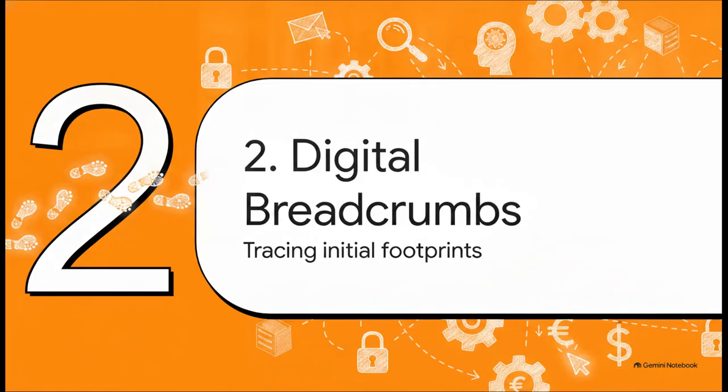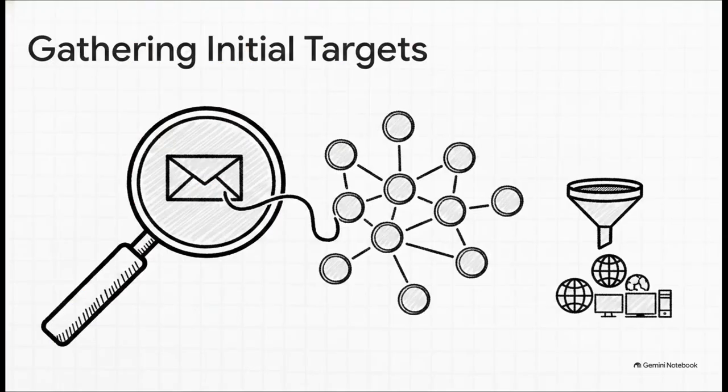Moving on to Section 2, tracing digital breadcrumbs. Every investigation has to start somewhere, right? And that somewhere is usually a digital footprint. Investigators are initially looking for things like corporate email addresses, domain registrations, or IP addresses.